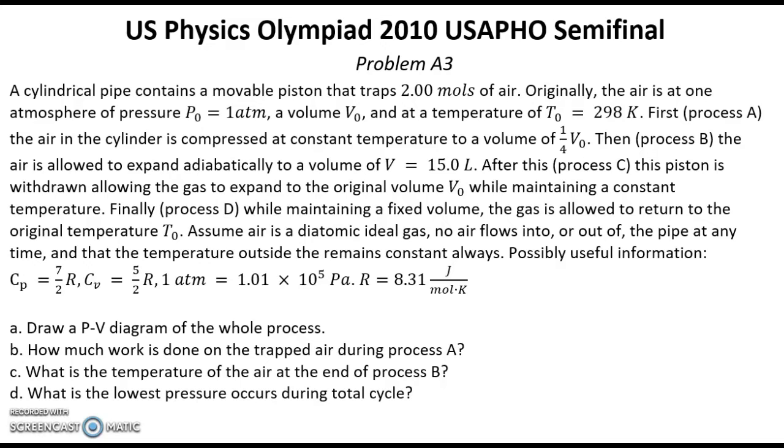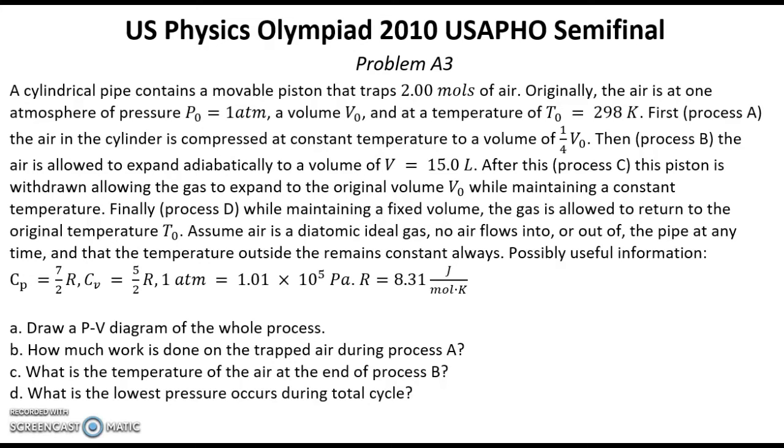Possibly useful information. Cp equal 7/2 R, Cv equal 5/2 R, 1 atmosphere equal 1.01 times 10 to the power 5 Pascal, R equal 8.31 joules per mole Kelvin.